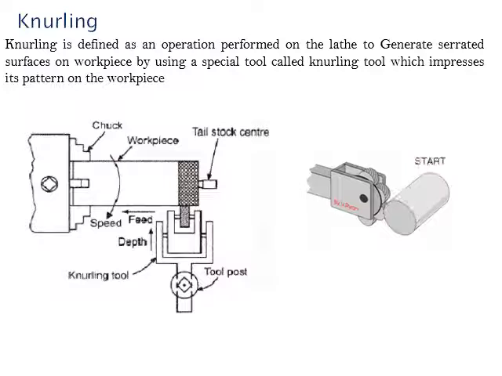So knurling is defined as an operation performed on the lathe to generate a serrated surface on the workpiece using a special tool called a knurling tool, which impresses its pattern on the workpiece. Say this is a knurling tool. You can see that the shape changes after knurling.